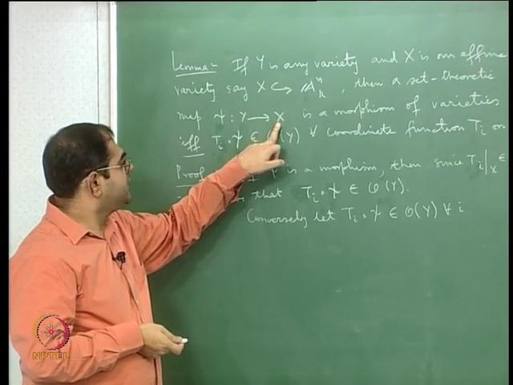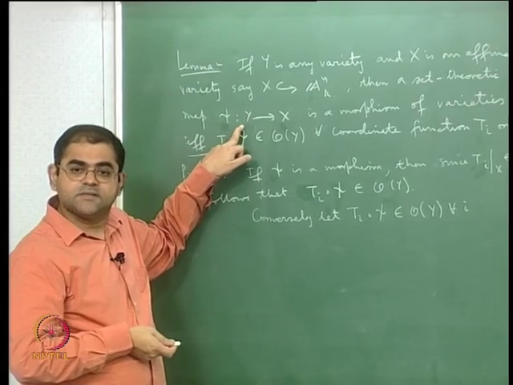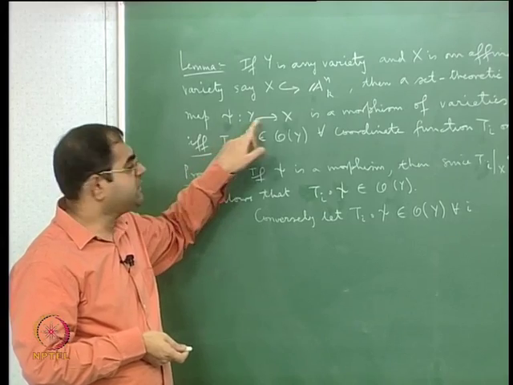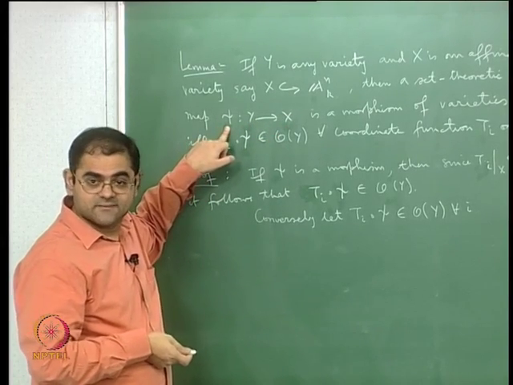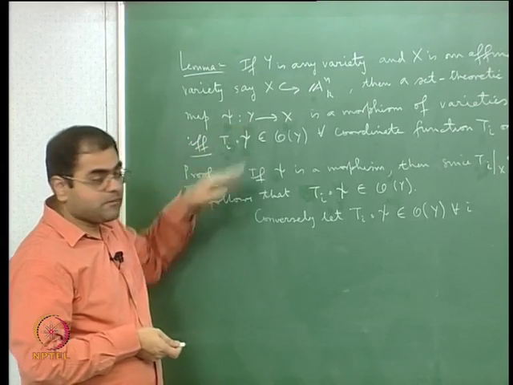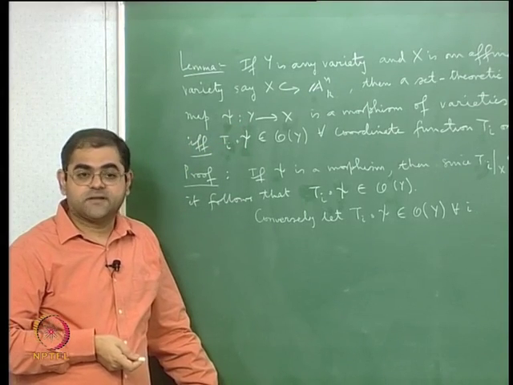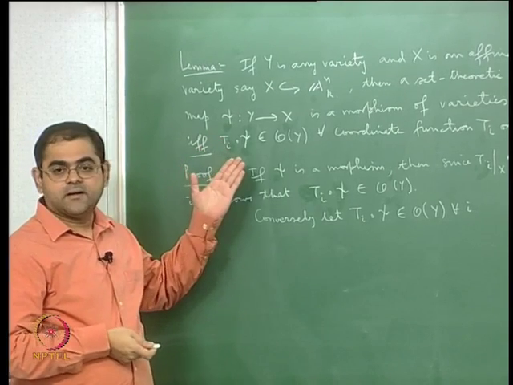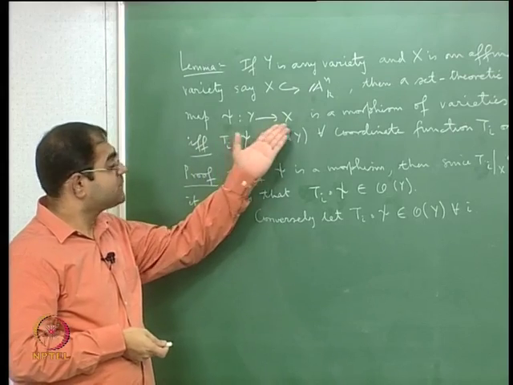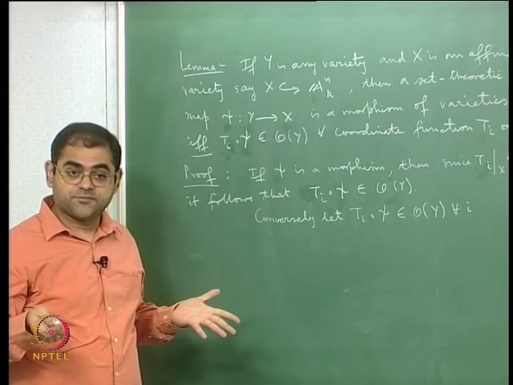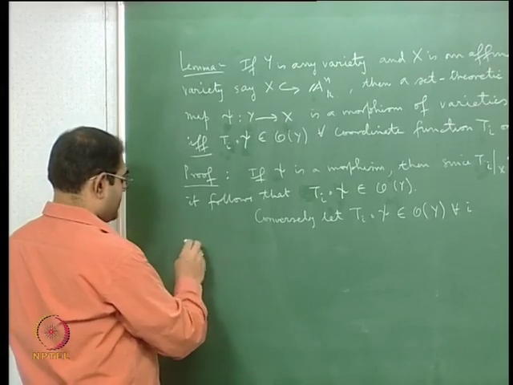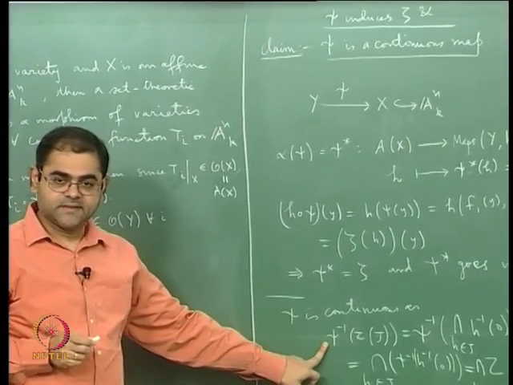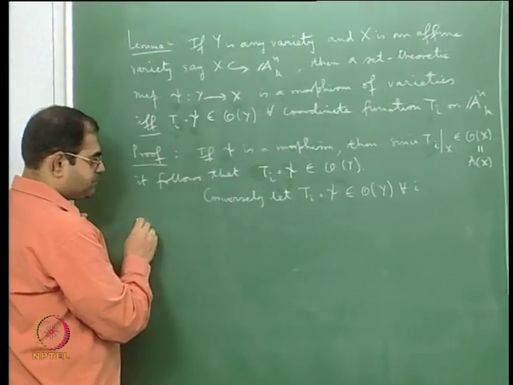And what's the inverse image of such a set under psi? It's the common zero locus of the bunch of regular functions on Y that I got from these polynomials by composing with psi. And the set of common zeros of a bunch of regular functions is a closed subset of a variety. Therefore, psi pulls back closed sets to closed sets. So psi is continuous. It's very simple. So let me write that down. It's actually this argument, but let me write it here.